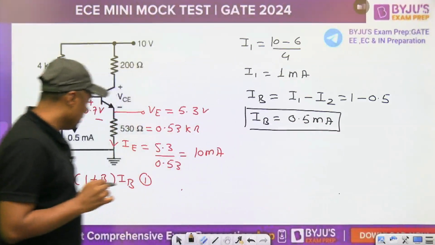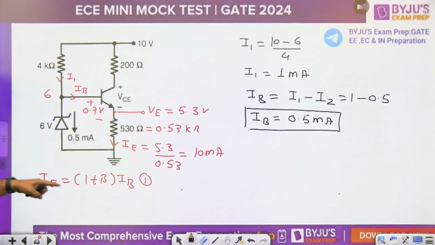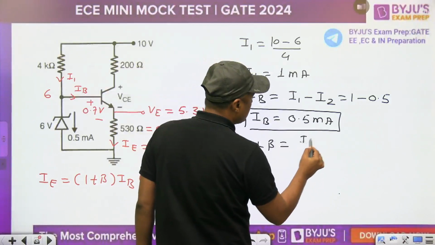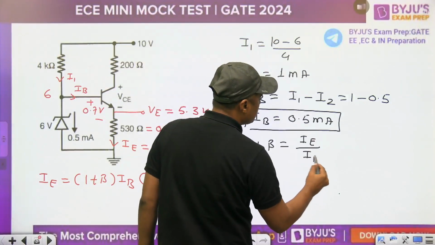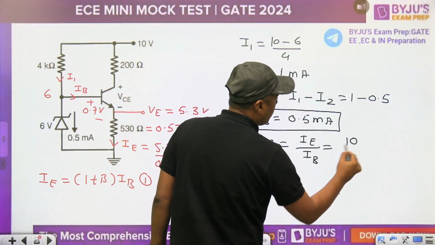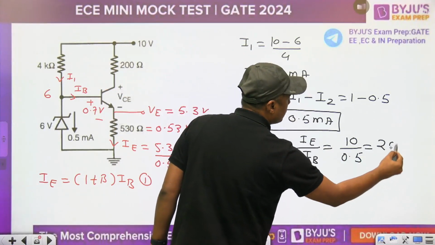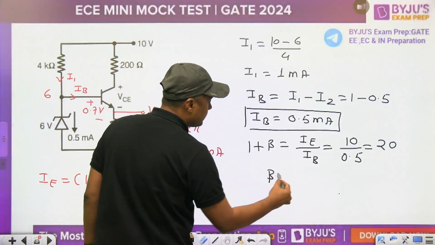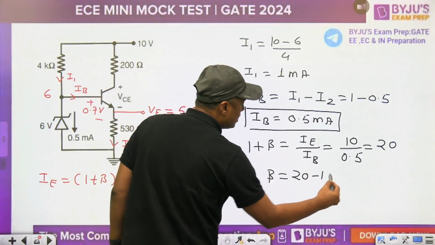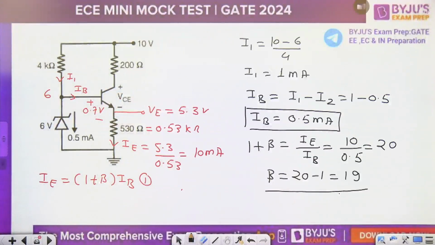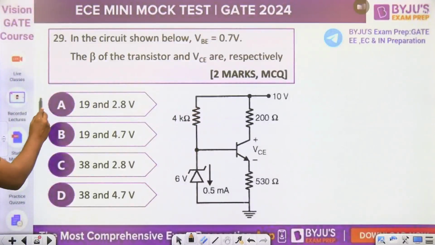Now, from this formula, 1 plus beta is equal to IE upon IB. IE is 10 upon 0.5, which becomes 20. So beta is equal to 20 minus 1, that is 19. Now you got the value of beta. What is the value of beta? 19. So which answers are correct? Maybe A or B.